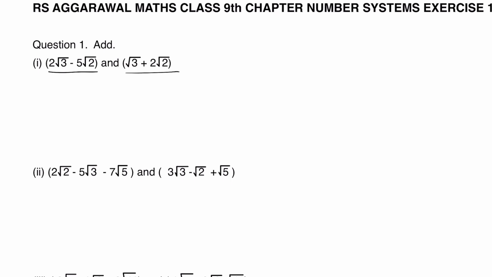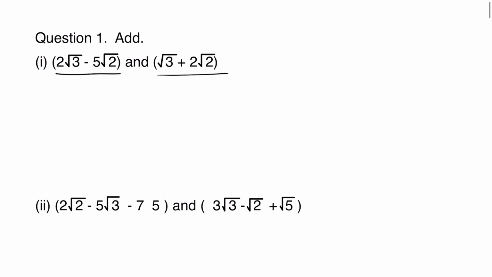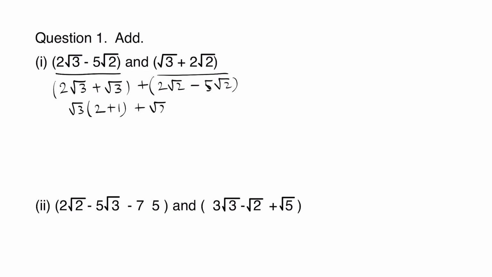We will rearrange the terms and write this as 2 root 3 plus root 3 on one side, and plus 2 root 2 minus 5 root 2. Now root 3 is common, 2 plus 1, and root 2 is common, 2 minus 5, which is minus 3. So this is 3 root 3 minus 3 root 2. Now 3 is common, so 3 into (root 3 minus root 2).